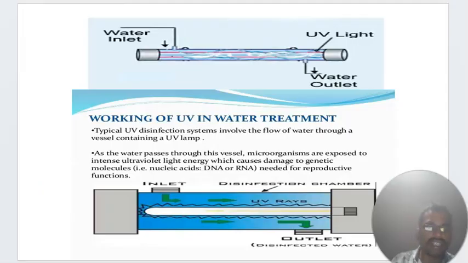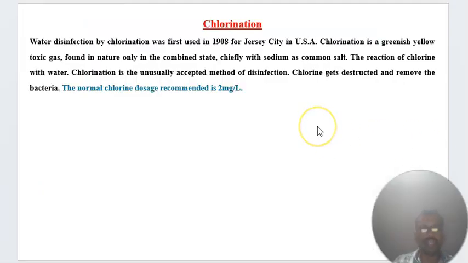Okay, now you can see this here. What is chlorination? This is also very important. Water disinfection by chlorination was first used in 1908 by Jersey City in the USA. Chlorine is a greenish yellow toxic gas found in nature only in the combined state, chiefly with sodium salt. The reaction of chlorine in water, chlorination, is the most widely accepted method of disinfection.